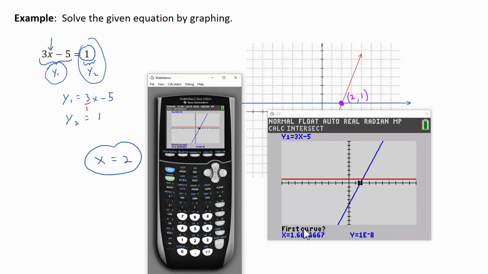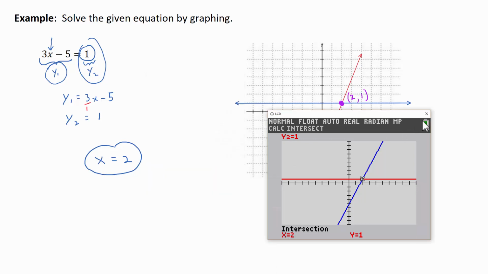It prompts you for a first curve, press enter. It prompts you for a second curve, press enter. It prompts you for a guess. As long as your cursor is close to the point of intersection, just press enter on guess. And then it gives you, of course, the intersection point 2, 1. And x equals 2 then is the solution to the original equation. One other thing.